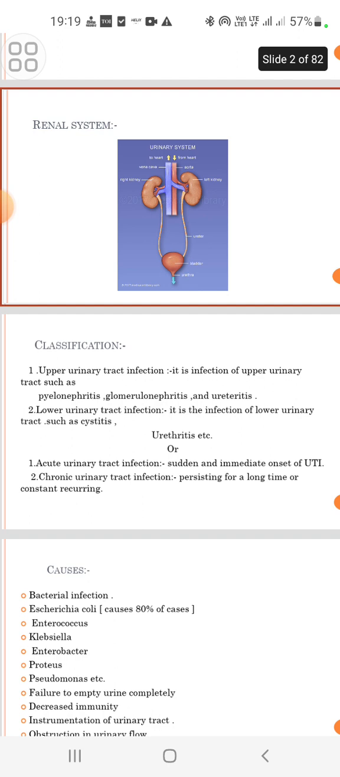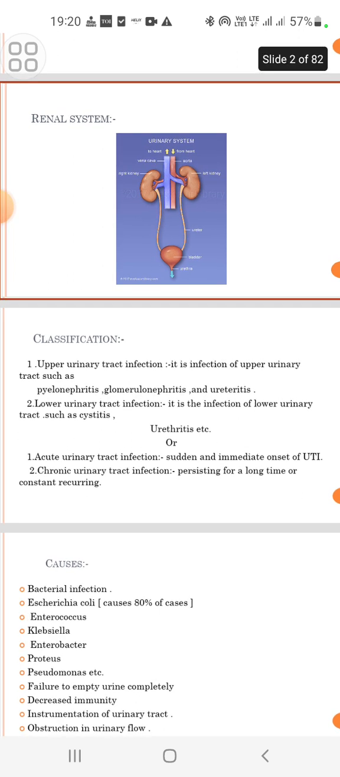In many books it is given as acute urinary tract infection and chronic urinary tract infection. Acute urinary tract infection is a sudden, immediate onset of infection which occurs in an urgent form and is of very short duration. That is called acute. When the infection occurs gradually, takes a long time, and has some secondary cause, it is called chronic urinary tract infection.